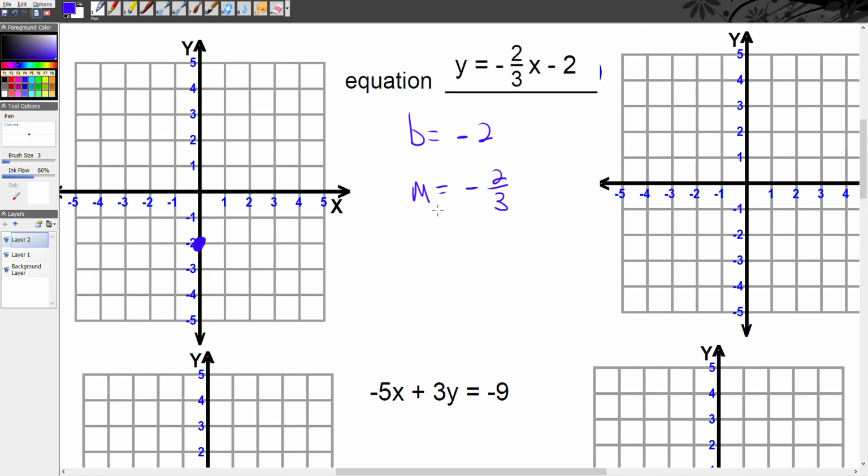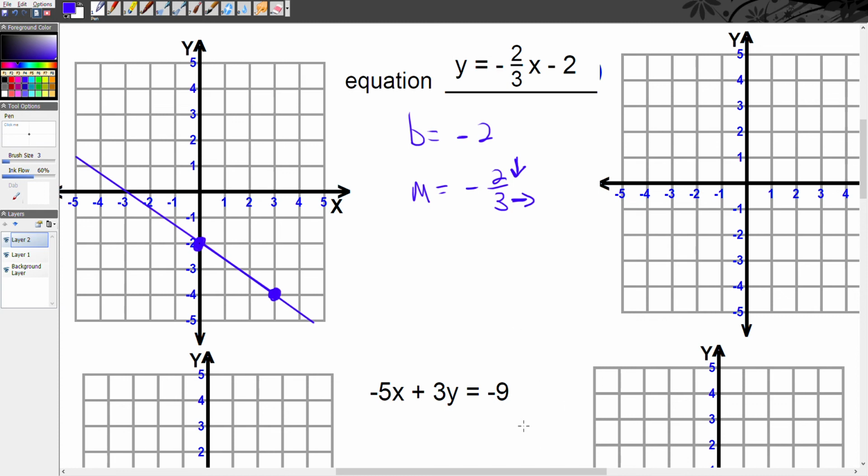And then I'm going to move the way my slope tells me. It's negative, so that means I'm going to move down 2 and right 3. Okay? Remember, negative tells you to move down, but you still move to the right. Positive tells you to move up, but you still move to the right. So from my y-intercept, I'm going to move down 2, 1, 2, and to the right 3, 1, 2, 3, and there is my new point. And again, you take your straight edge and you make your straight line, making sure to extend it all the way.